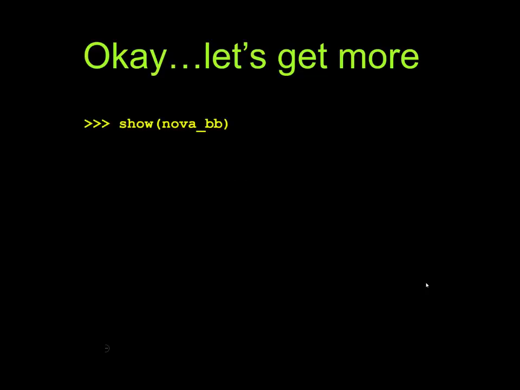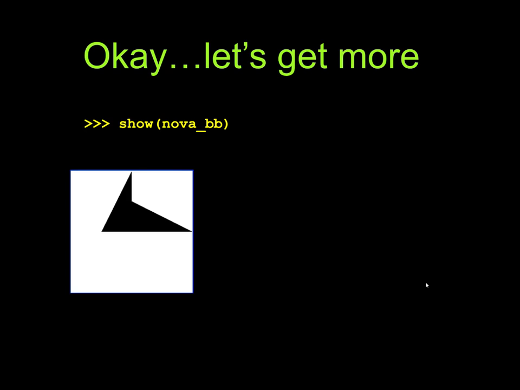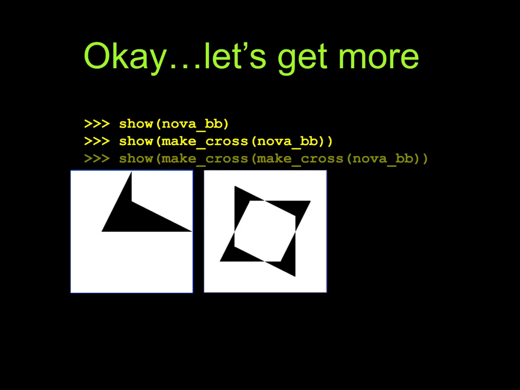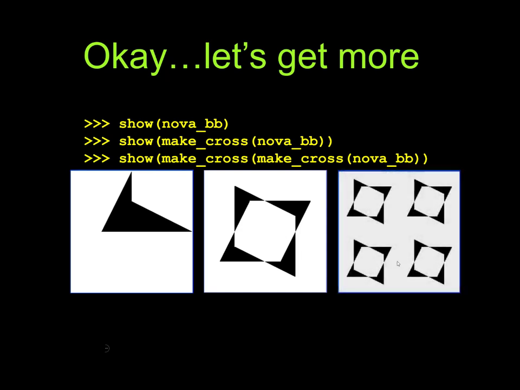Okay, let's get more. Show Nova BB, this is the picture given to you. Make cross Nova BB, we have this. What about if you make it one more time? You make cross with the make cross of Nova BB, which is this picture. You try to use this picture and make a cross. You get this. So forth. This picture is identical with respect to rotation of 90 degrees. You take this, you rotate 90 degrees, you get the same picture. You get identical 4 sub-pictures of this make cross Nova.